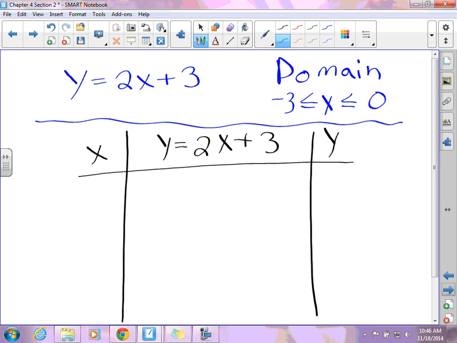What do you think my starting value is going to be? It's going to be negative 3, and I got it from the domain. All right, so I'm going to plug in negative 3. Notice that I'm going to show my work in my table. I'm not going to skip a bunch of steps. I'm going to show everything you got.